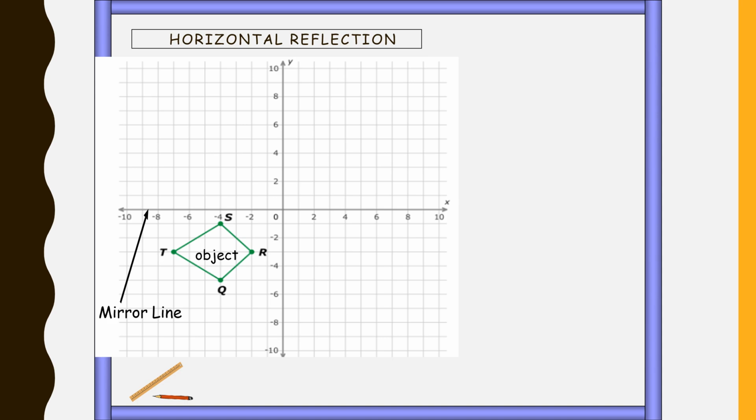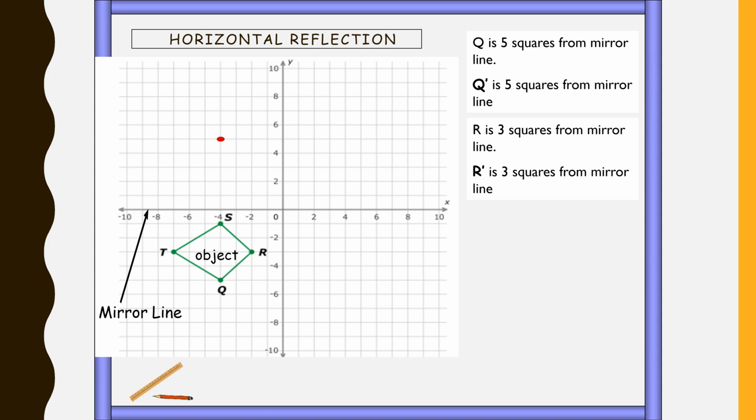That's a horizontal reflection. So you take the vertices Q, R, S, and T. Q is 5 squares from the mirror line. If you count it, you have 5 squares from the mirror line. So you also expect that Q prime will be 5 squares from the mirror line. R is 3 squares from the mirror line. Also, R prime is 3 squares from the mirror line. S is 1 square from the mirror line. S prime is 1 square from the mirror line.